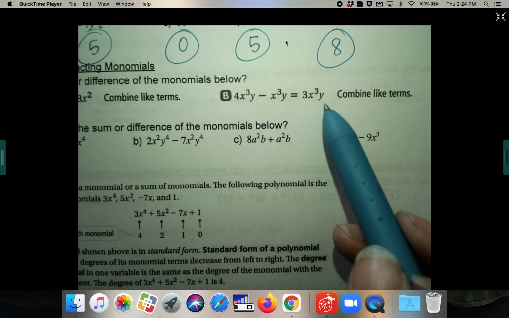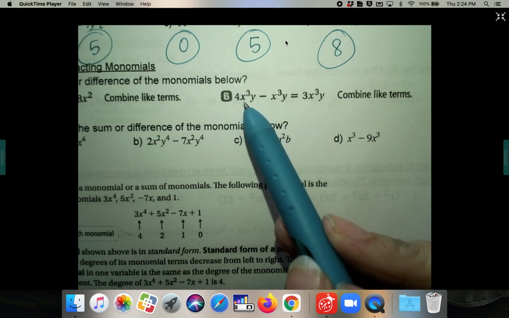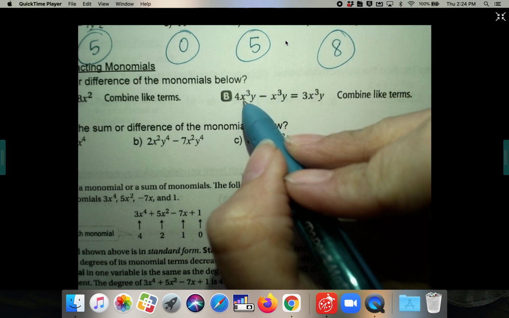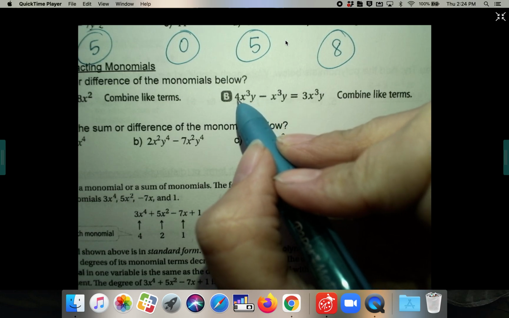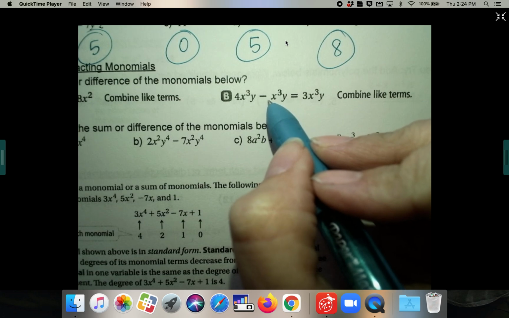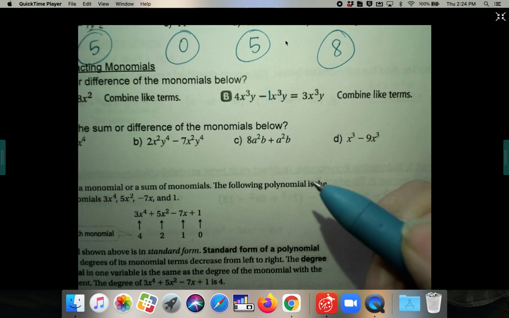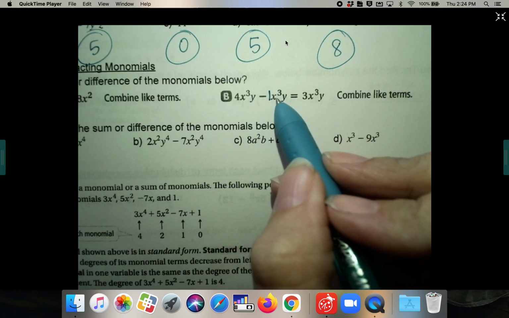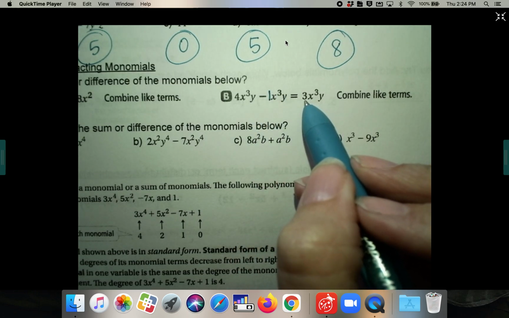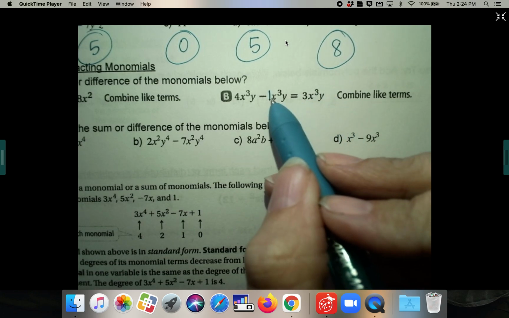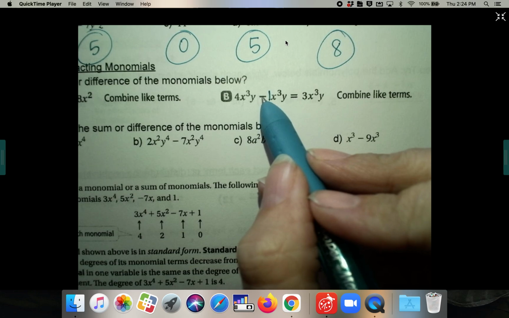Over here, I'm glad they have an example like this because it's 4x to the third y. Remember, x to the third y is just the label, like dogs. So you have 4 minus, there's no coefficient. The coefficient, if there is none, is a hidden invisible 1. 4x to the third y minus 1x to the third y would be 3x to the third y. So you don't change the label, you just change the coefficient that is being subtracted.